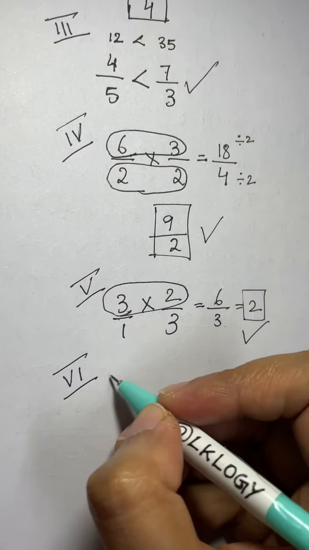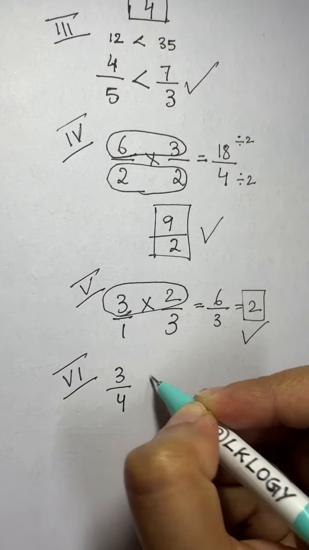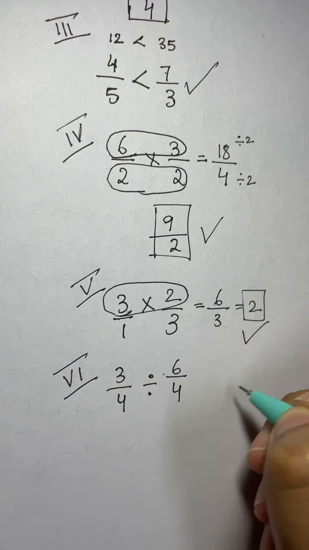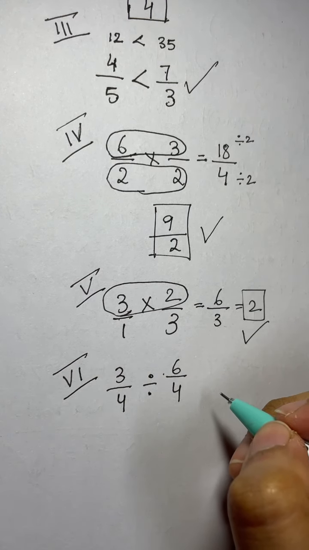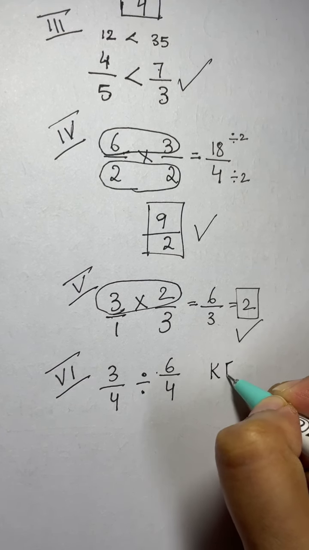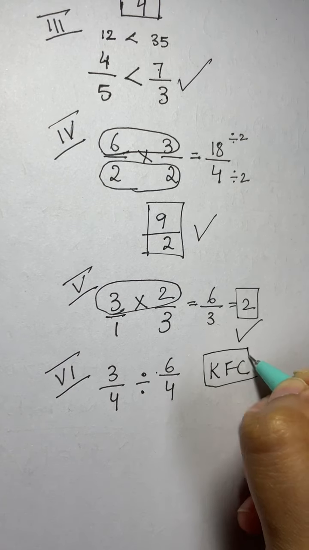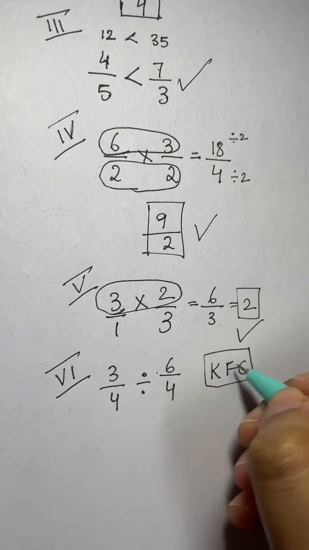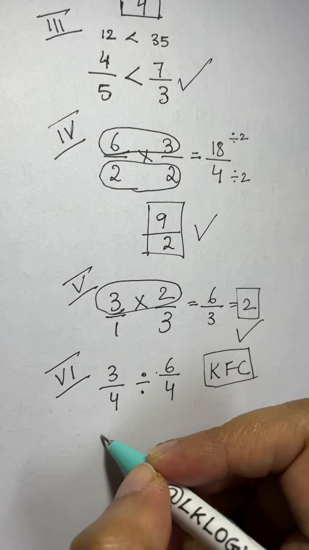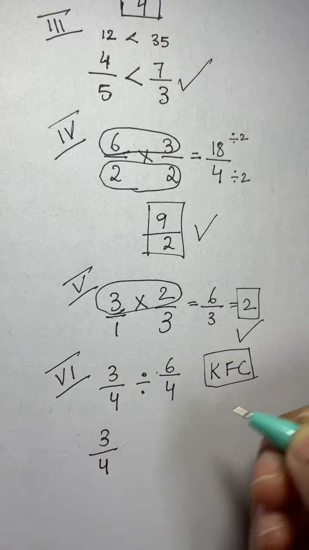Suppose now you have division of two fractions. 3/4 divided by 6/4. So what do you do? You know the famous chicken franchise, KFC? Yes, you just have to remember KFC. Keep the first fraction, that is keep the first fraction as it is, keep it.